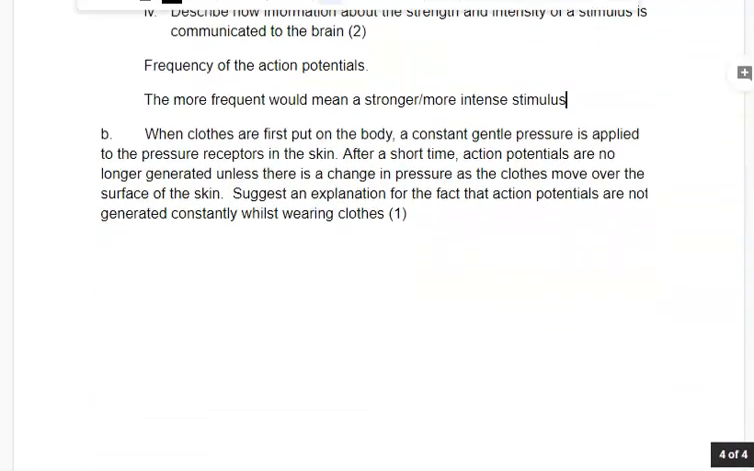Okay, part B. When clothes are first put on the body, a constant gentle pressure is applied to the pressure receptors in the skin. After a short time, action potentials are no longer generated unless there is a change in pressure as the clothes move over the surface of the skin. Suggest an explanation for the fact that action potentials are not generated constantly while wearing clothes.